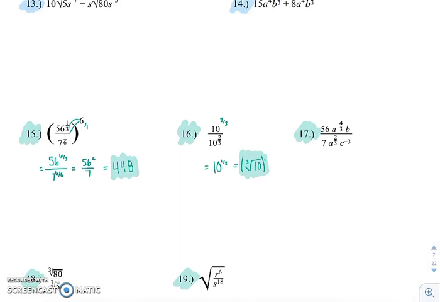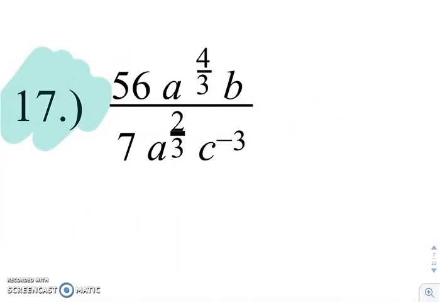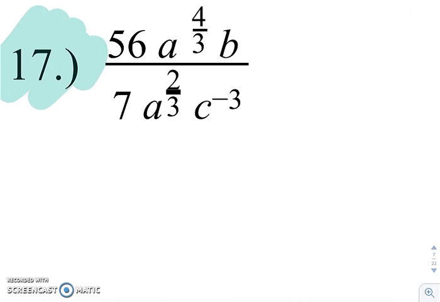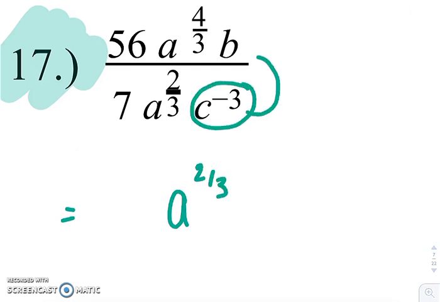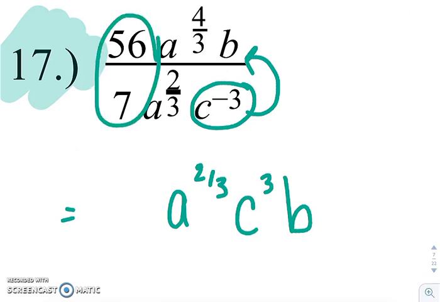Number 17, just a regular old fraction, no parentheses. So, A and A. If we're talking in thirds, same thing like we did before. I'm going to make A to the 4/3 it looks like goes to the A. So actually, let's just do that subtraction. So 4/3 minus 2/3 gives us A to the 2/3. This C, because it's negative, needs to come up to the top and become C to the positive third. B is just there. And then let's do the actual division of those coefficients.